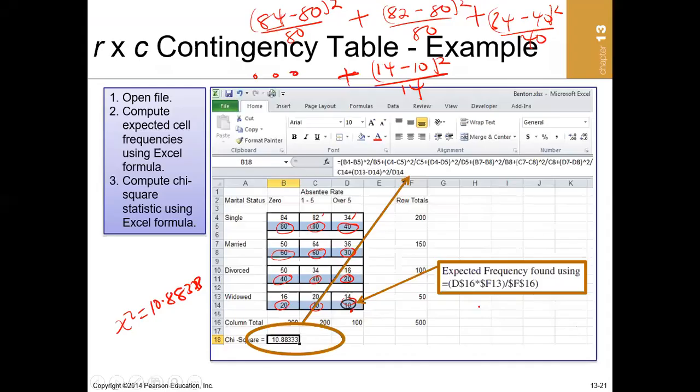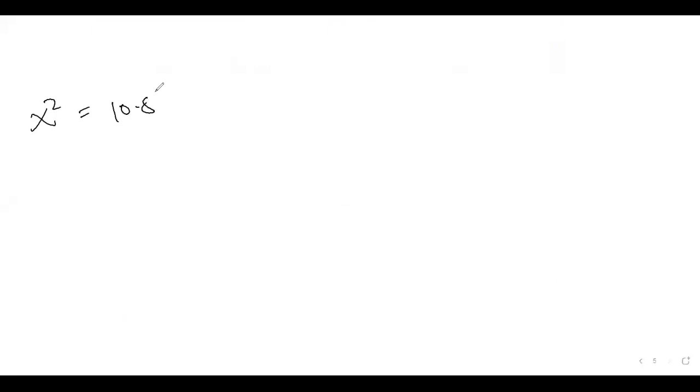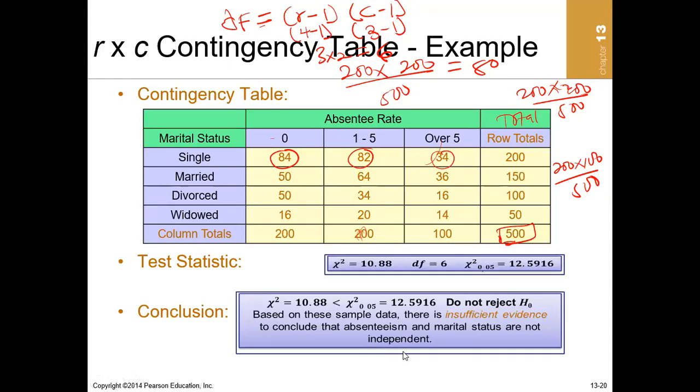Right, and our computed chi-square, which you have to practice on your own, was 10.8833. So since the computed chi-square is 10.8833, and the critical chi-square is 12.59, it is less than that. We don't reject because it falls within the acceptance bound, because it is less. So we don't reject, and then we conclude.